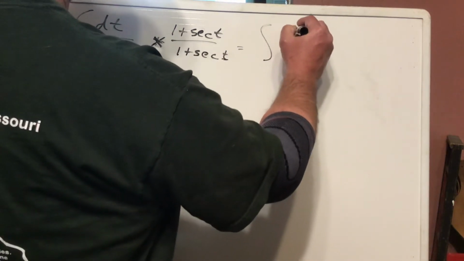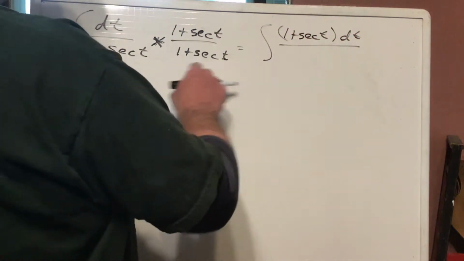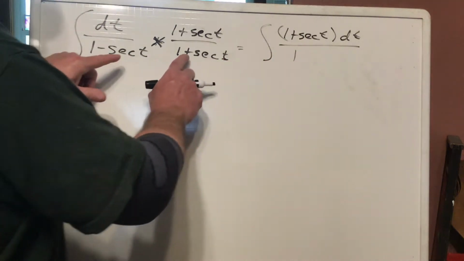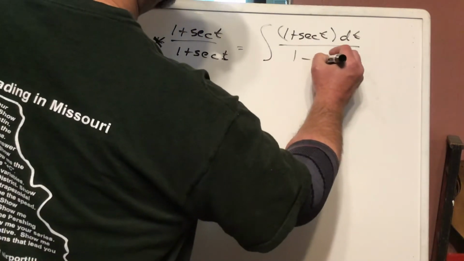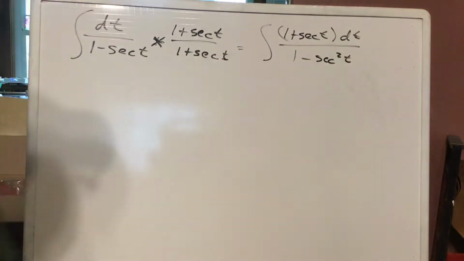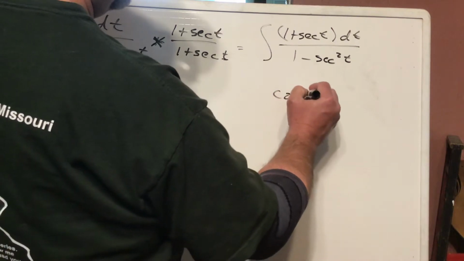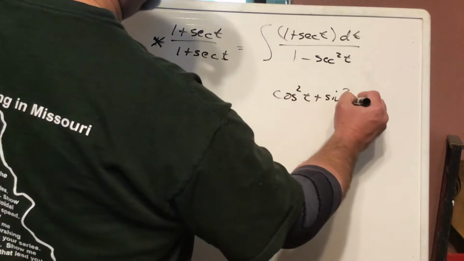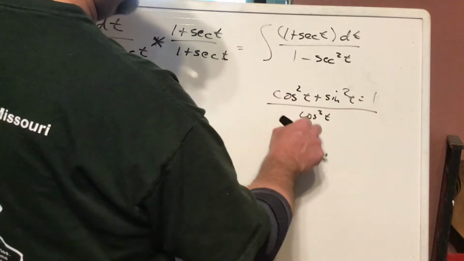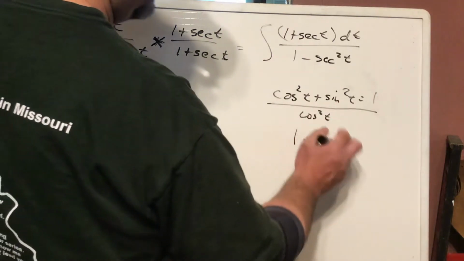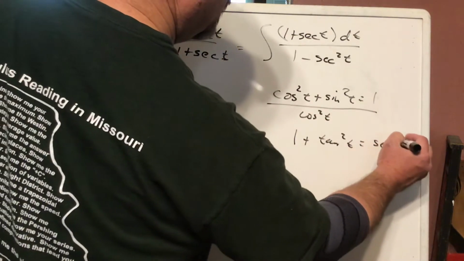So what I end up with then is 1 plus secant t times dt. And the bottom here, first times first gives me 1. Outer gives me secant. Inner gives me minus secant. Those go away. And I have minus secant squared t. Now, that's what I was looking for, because if we start with cosine squared t plus sine squared t equals 1, and divide through by cosine squared t, cosine squared over cosine squared is 1, sine squared over cosine squared is tangent squared, and 1 over cosine squared is secant squared.